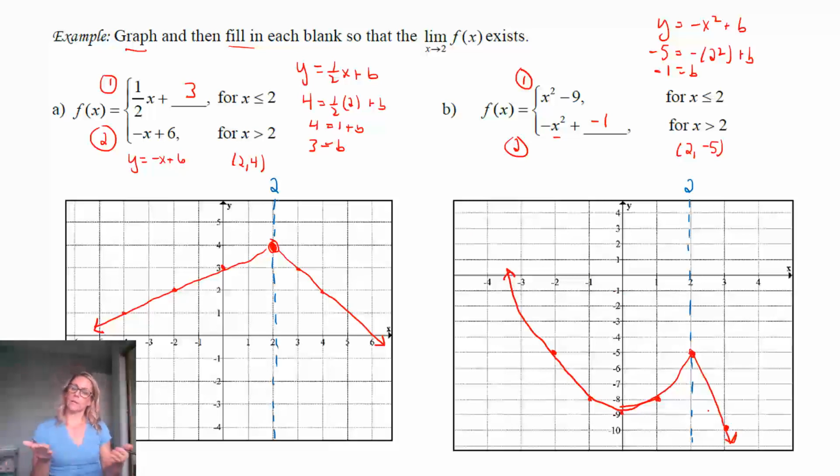But the important thing to see is that now a limit exists because the graph is heading towards 2 on either side, and both of those sides are approaching negative 5. So now we have our answer.